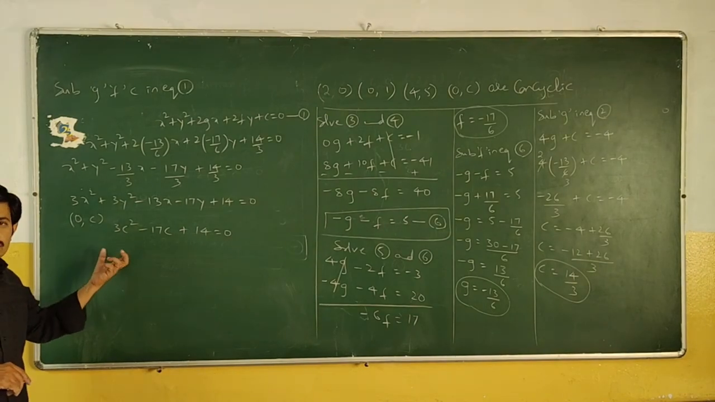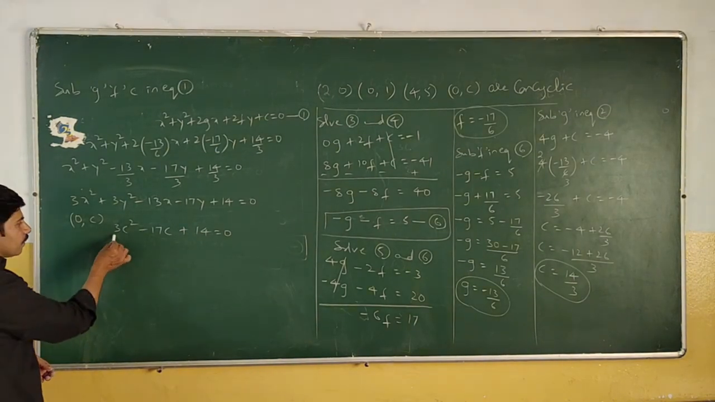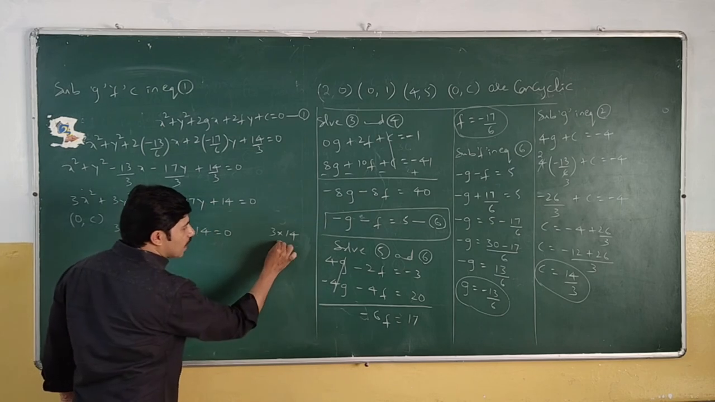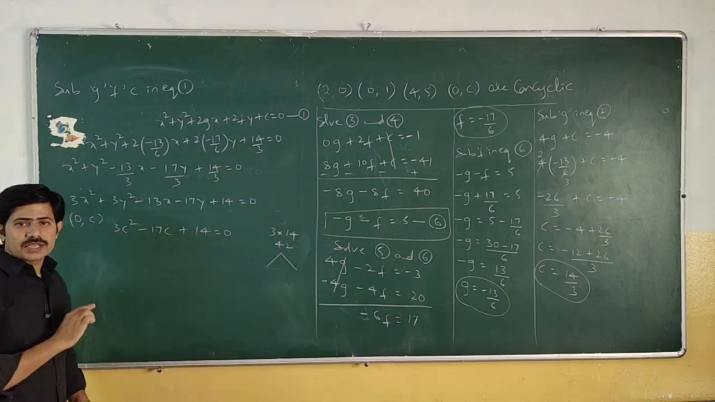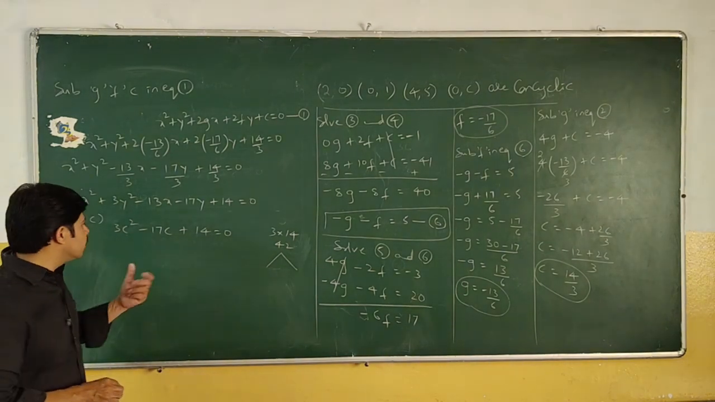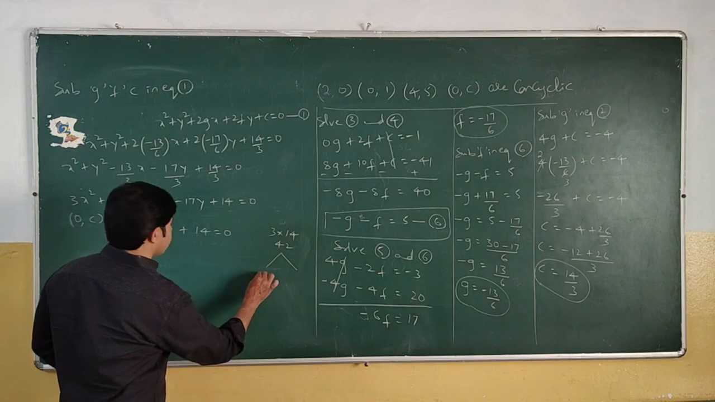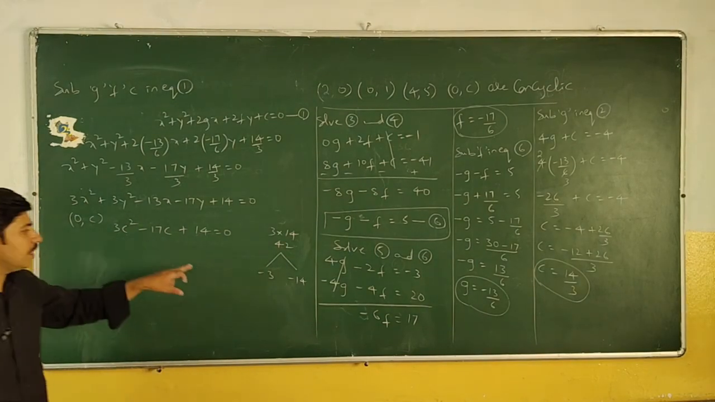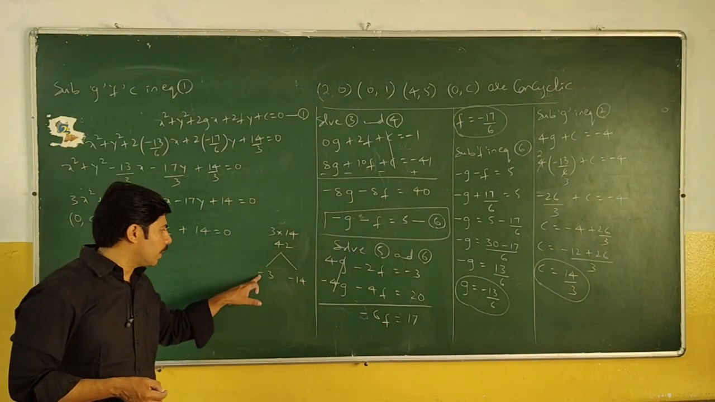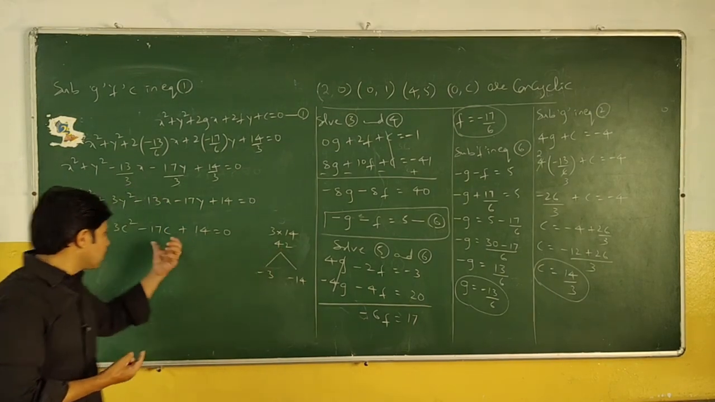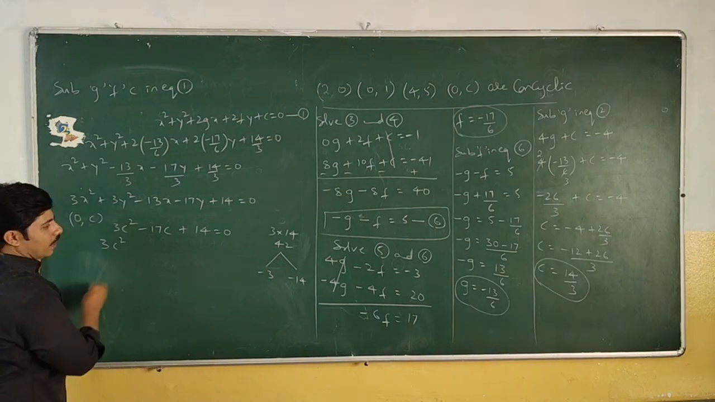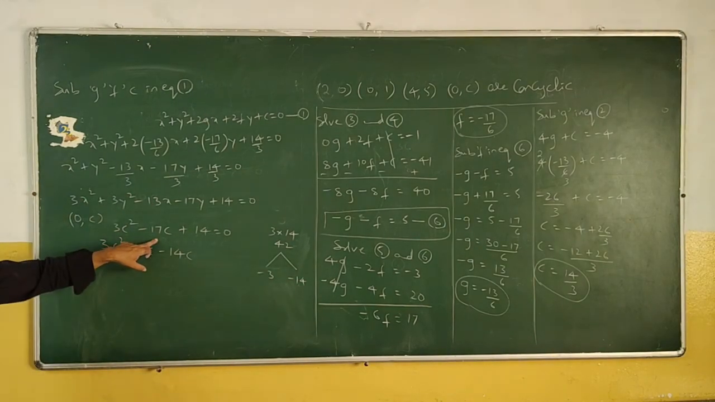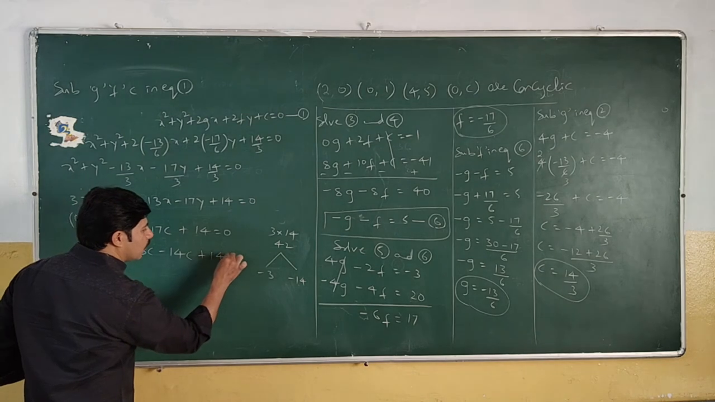Now you have a quadratic equation, you have to factorize. How to factorize? Coefficient of c squared is 3 and constant is 14. If you multiply, 3 into 14 is 42 we get. Now, factors for 42 such that we get 17. It is clearly minus 3 and minus 14 are the factors. Minus 3 minus 14 is minus 17, and if you multiply, 3 into 14 is 42. Substitute. So it is 3c squared minus 3c minus 14c plus 14 is equal to 0.